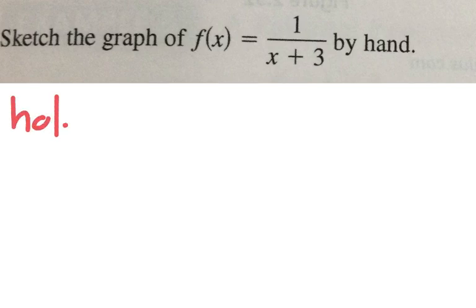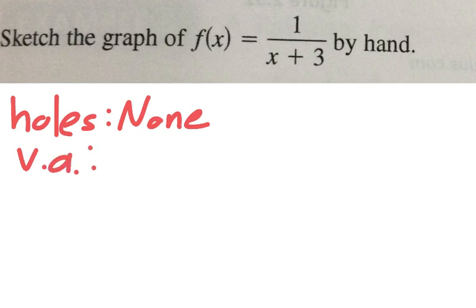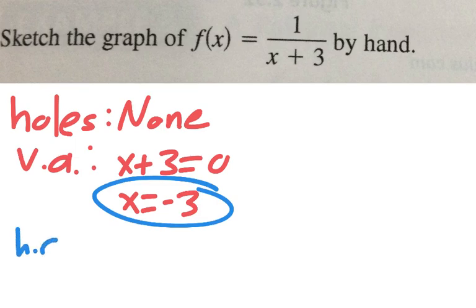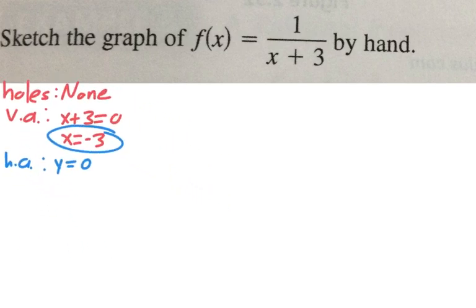First thing I'm looking for, this is in general form. What's the factored form look like? The same. It will not factor. So I'm looking for holes. Anything that'll cancel? No. So there are no holes. Next thing, vertical asymptotes. That happens when the denominator becomes 0. So x equals negative 3 is a vertical asymptote. Next thing I'm looking for, horizontal asymptote. I'm looking at the degree of the numerator and denominator. Because the degree of the numerator is less than the degree of the denominator, I have a horizontal asymptote at y equals 0. Those are the three things we worked on last week.